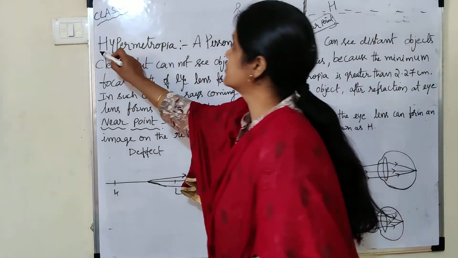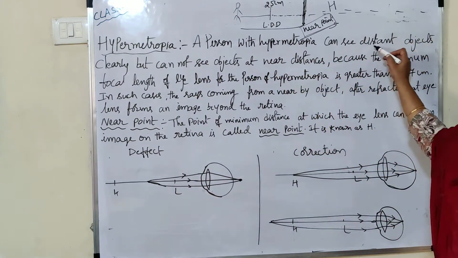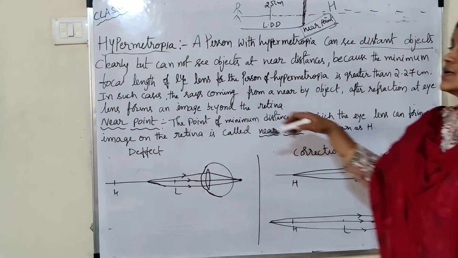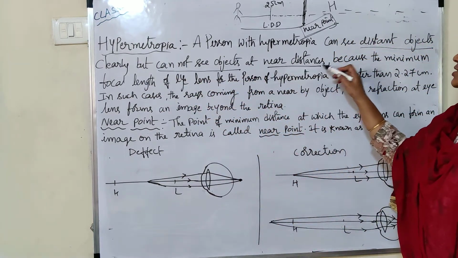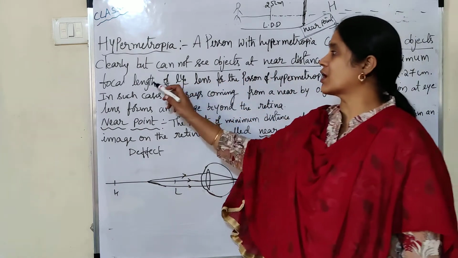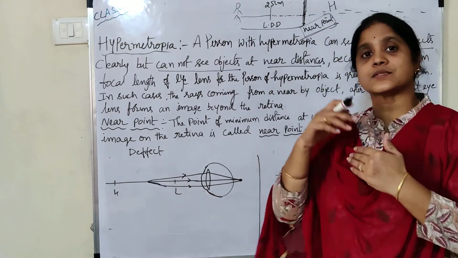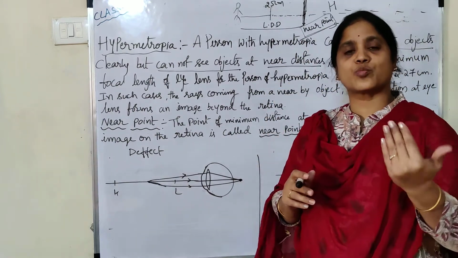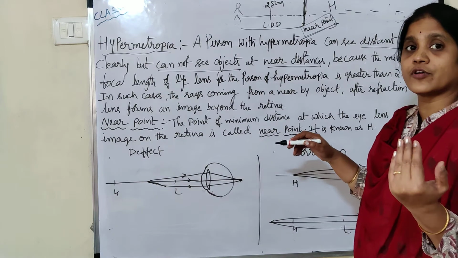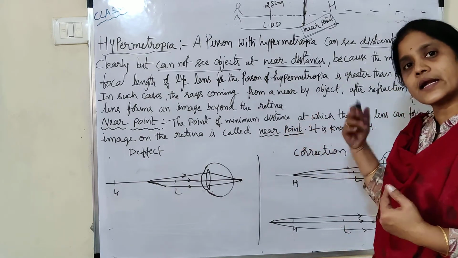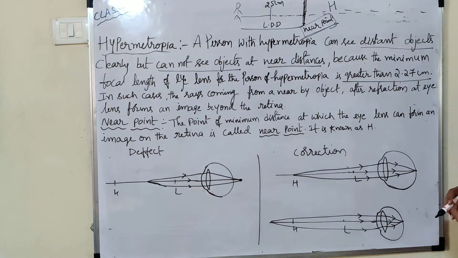Once again, we'll read the definition. Hypermetropia: a person with hypermetropia can see distant objects clearly but cannot see objects at near distances, because the minimum focal length of the eye lens is greater than 2.27 centimeters. For a healthy eye, the lens adjusts between its maximum and minimum focal length, and the minimum is 2.27 centimeters.